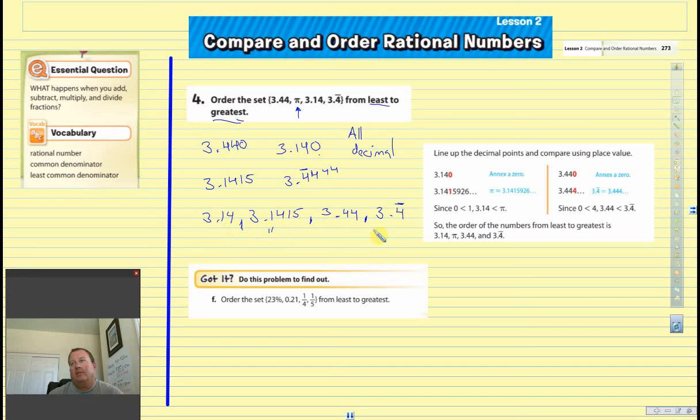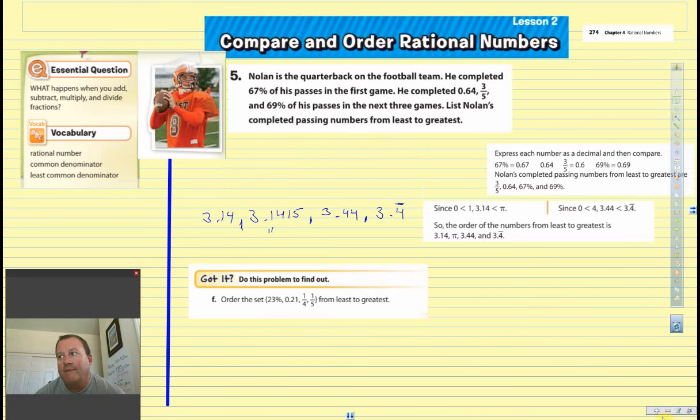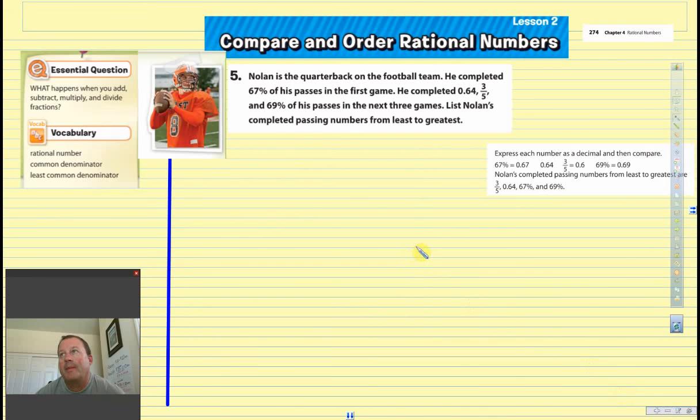Okay, least to greatest. Your turn. This time you have a percent. Got to change that to a decimal. And you have 1/4 and 1/5 to change into a decimal. Go ahead and do that. Put them in order from least to greatest, and come right back. Okay, last example, then you can go on and do your homework.